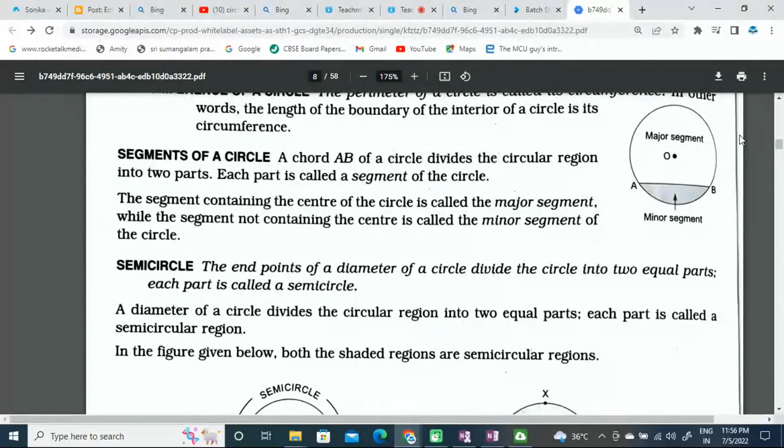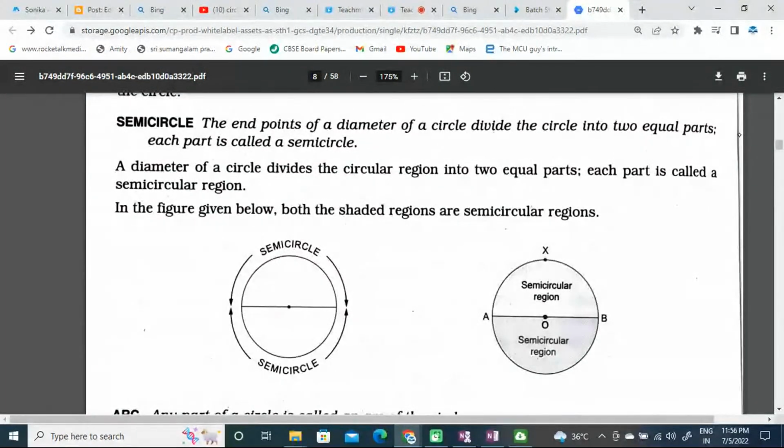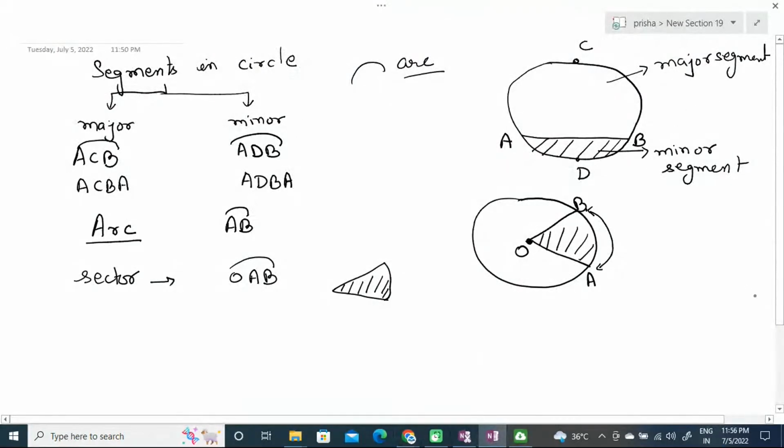So now semicircle. The endpoints of a diameter divide the circle into two equal parts. Each part is called a semicircle. When the circle is divided equally, that means the major segment and minor segment are equal to each other. Then it is the semicircle.